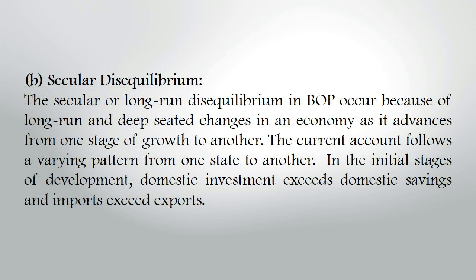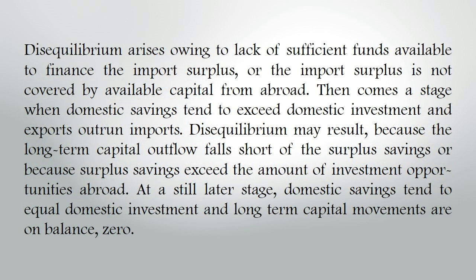B. Secular disequilibrium. The secular or long-run disequilibrium in BOP occurs because of long-run and deep-seated changes in an economy as it advances from one stage of growth to another. The current account follows a varying pattern from one stage to another. In the initial stages of development, domestic investment exceeds domestic savings and imports exceed exports. Disequilibrium arises owing to lack of sufficient funds available to finance the import surplus, or the import surplus is not covered by available capital from abroad.